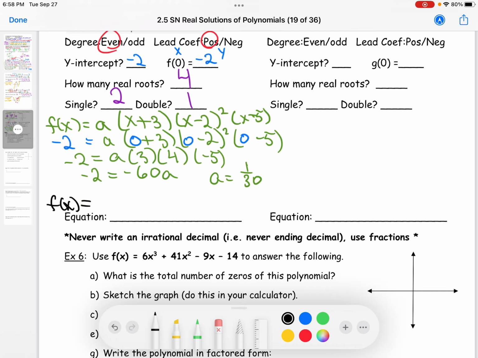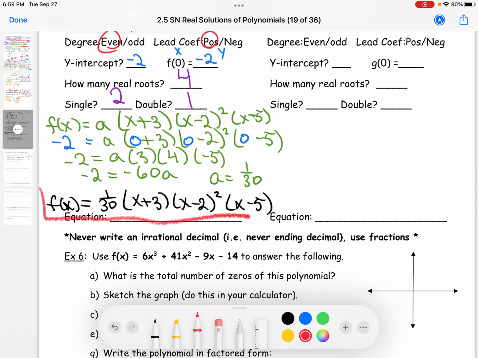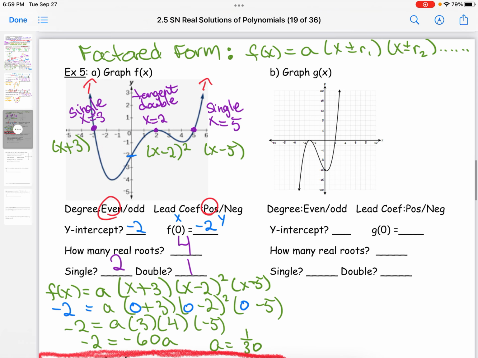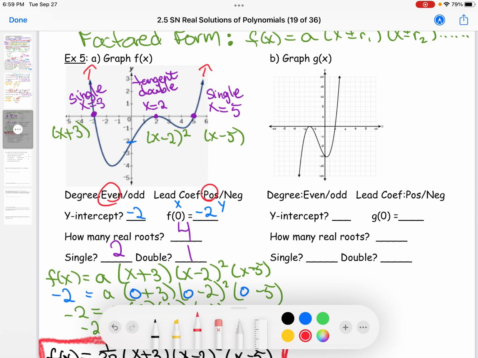So when we write this equation, f of x will equal that 1 over 30 times x plus 3 times x minus 2 all squared times x minus 5. And this is our function. Pause just a second and graph that in your calculator and verify that it matches that graph above. It worked, didn't it? Because I know you paused it and checked that. So let's take a look at the next one.